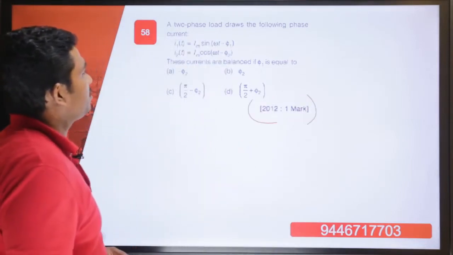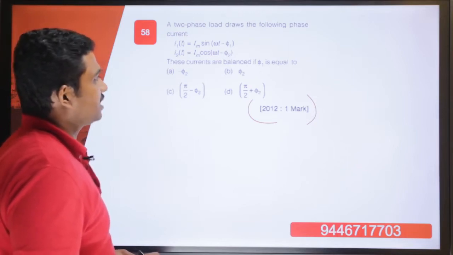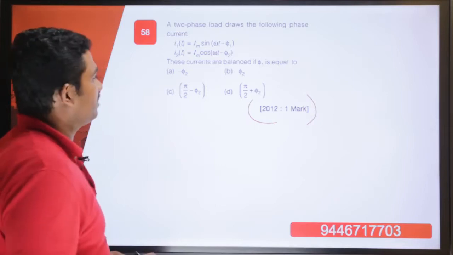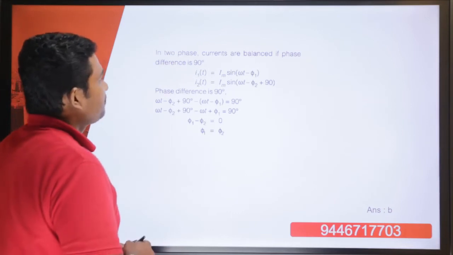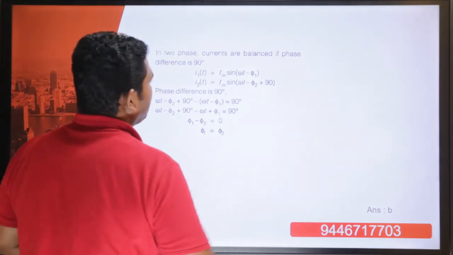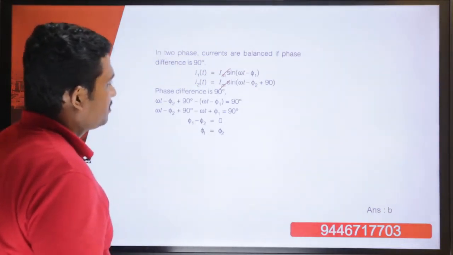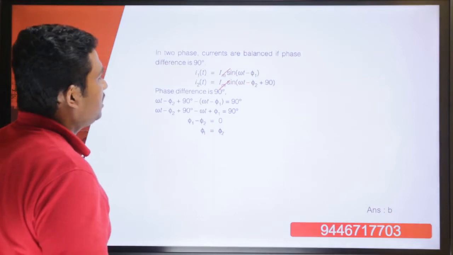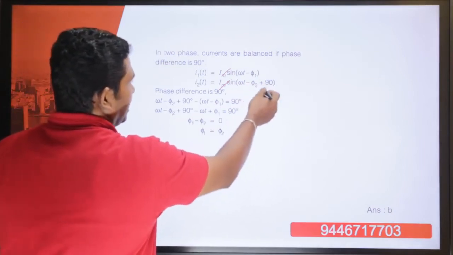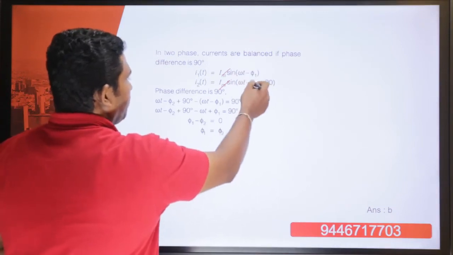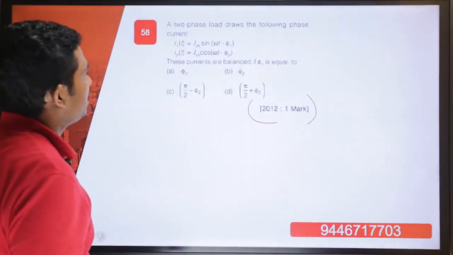So I1 of T and I2 of T are given, and this is a two-phase load which draws the following phase currents. The currents are balanced if phi1 is equal to what. So we will have to find the value of phi1 such that the currents will be balanced. Here you can see the phase difference is to be balanced. Im sin and Im sin is the same. Now the phase difference is 90 degrees. Now when the phase difference is 90 degrees, omega t minus phi2 plus 90 minus omega t minus phi1 is equal to 90 degrees.